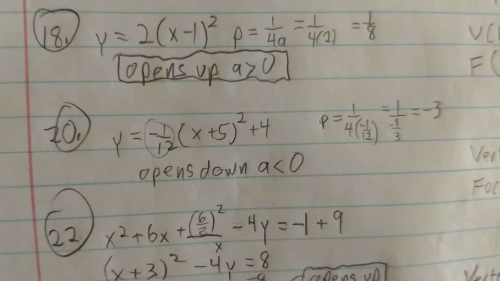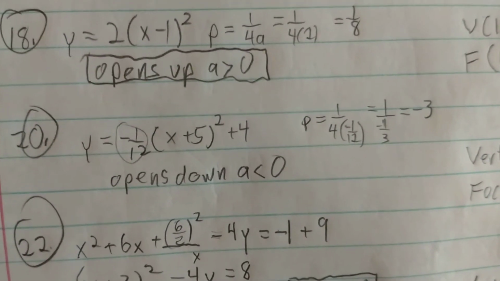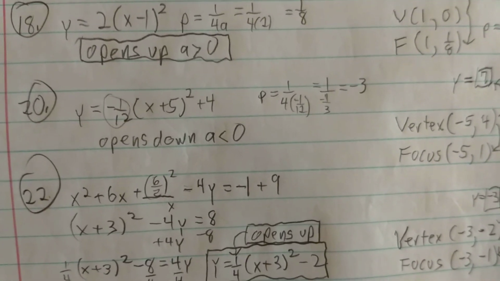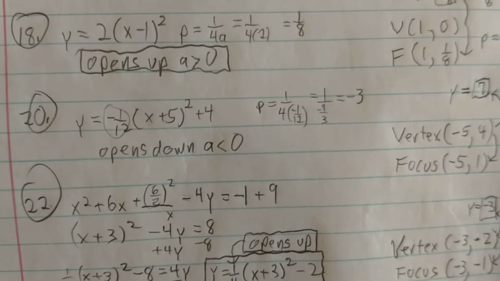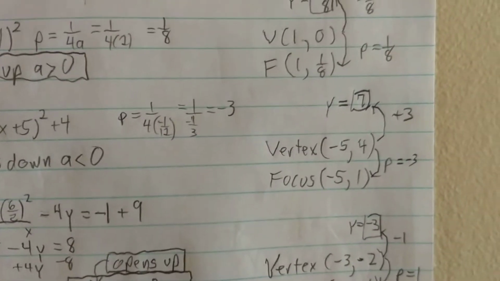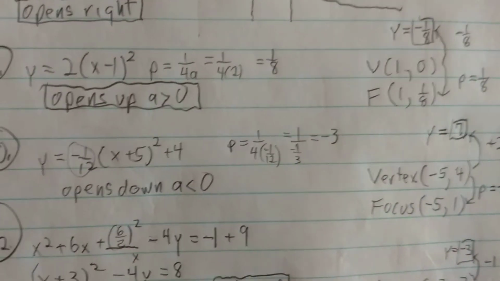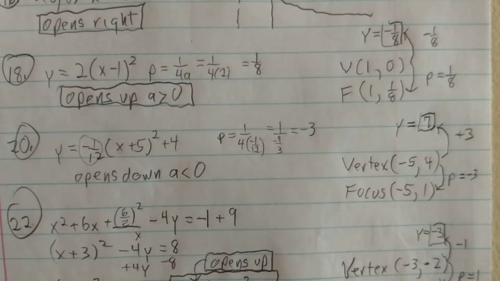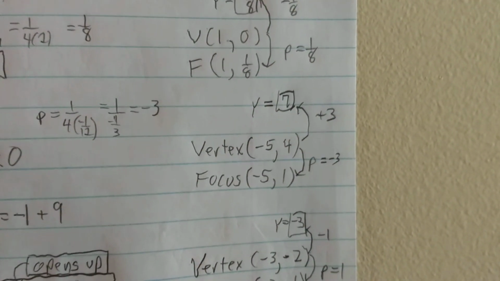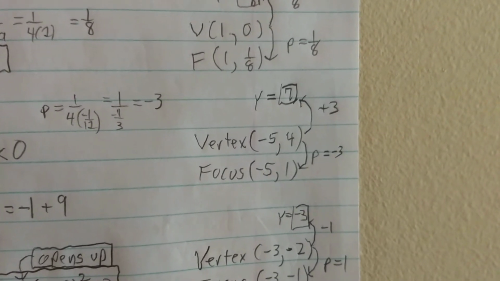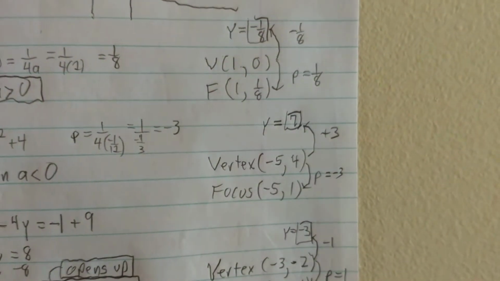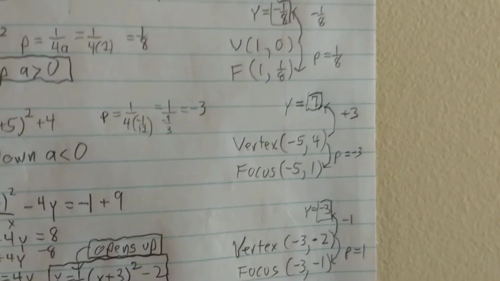Okay? So 18, y is 2 times x minus 1 parentheses squared. And this is going to be an x squared opening upward because 2 is positive. So p is 1 over 4a, or 1 over 4 times 2, 1/8. And again, we're going to see that the vertex is at 1,0. And we're going to go up 1/8 in y. So the focus is 1, 1/8. And the directrix is y equals minus 1/8, below the vertex.